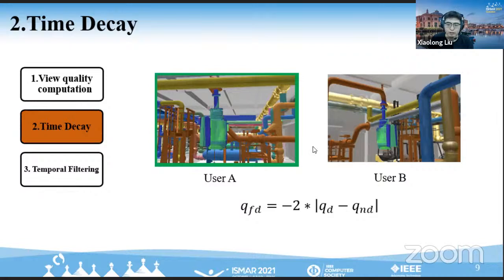Now, it is better to switch the dominant position between the two users and perform alternate manipulations on the objects. So we add a time decay term, QFD, to reduce A's viewport quality score and give B the dominance.